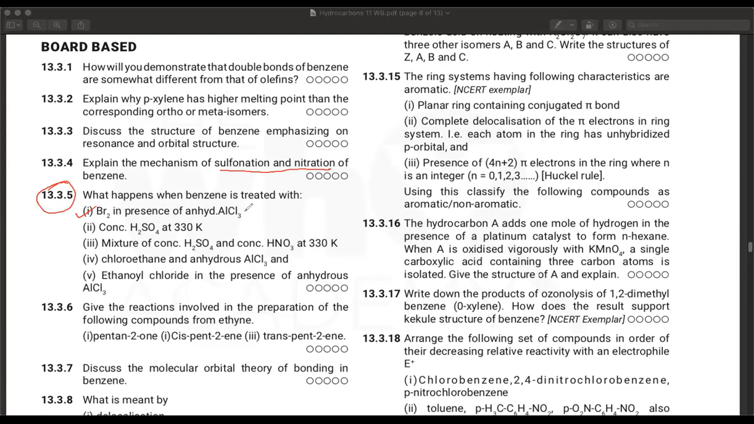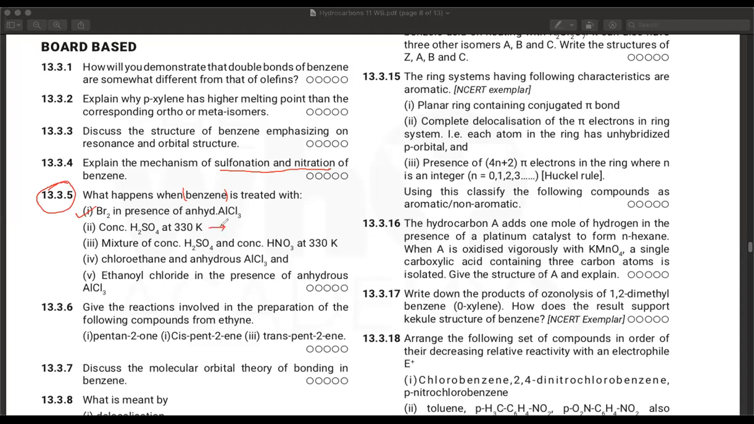Halogenation. Is it an addition reaction, substitution, elimination? Substitution reaction. Electrophilic substitution, benzene, don't forget about this. Bromobenzene. Then concentrated H2SO4 at 330 K.